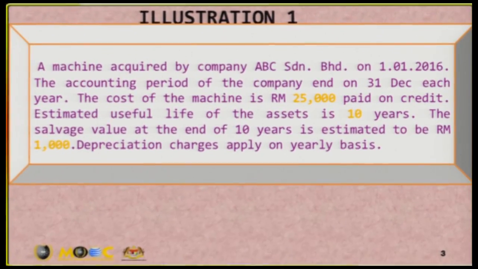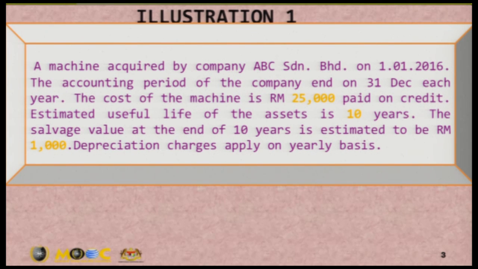Let us read the question first. A machine acquired by company ABC Sdn Bhd on 1st January 2016. The accounting period of the company ends on 31st December each year. The cost of the machine is 25,000 ringgit paid on credit. Estimated useful life of the asset is 10 years. The salvage value at the end of the 10 years is estimated to be 1,000 ringgit. Depreciation charge applies on a yearly basis.